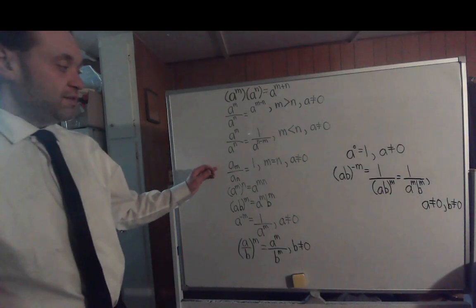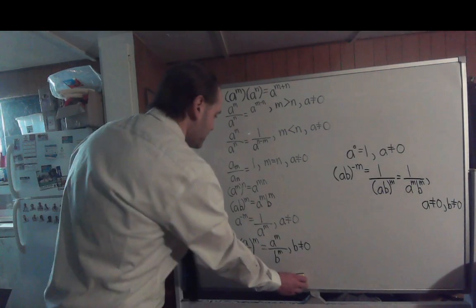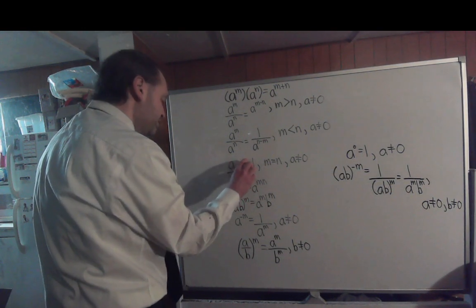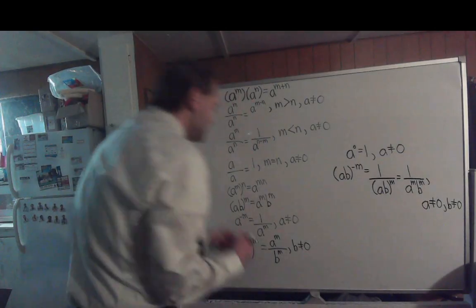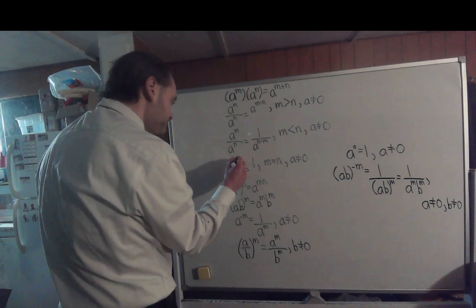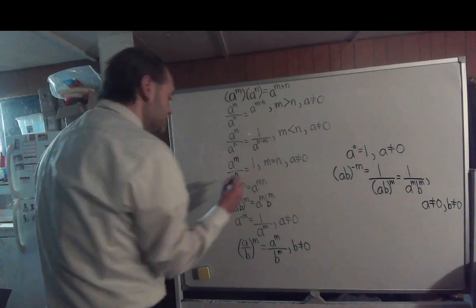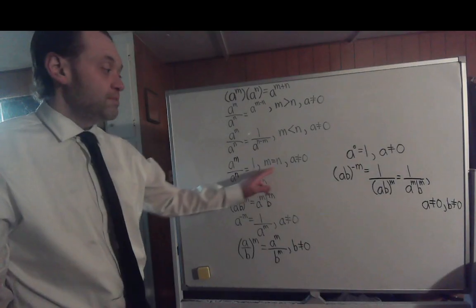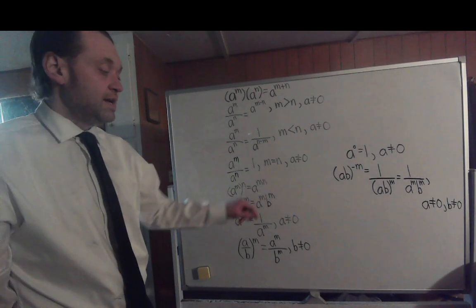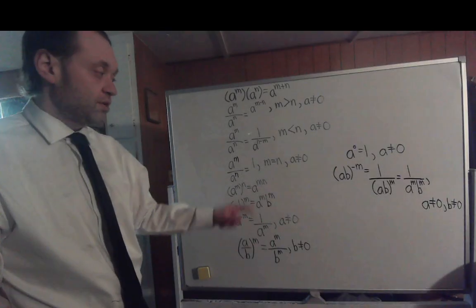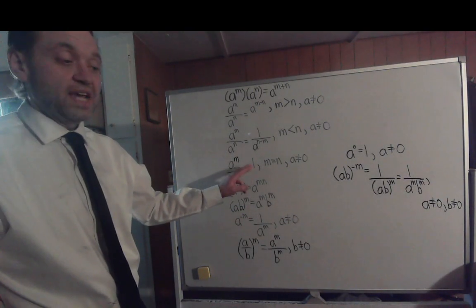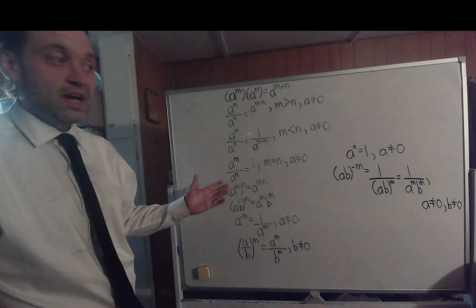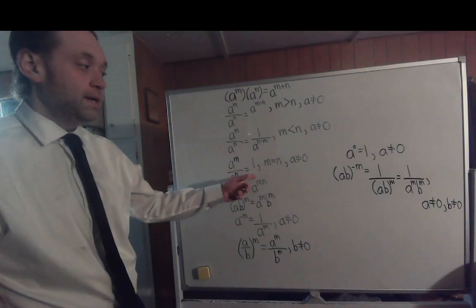And then if you have, why did I write it a sub m? Excuse me, that's not right. It should be a to the m, not a sub m. Glad I caught that. If I have a to the m over a to the n and m equals n, and a is not equal to 0, then you'll just get 1, because literally they would be to the same power, and anything divided by itself is 1.